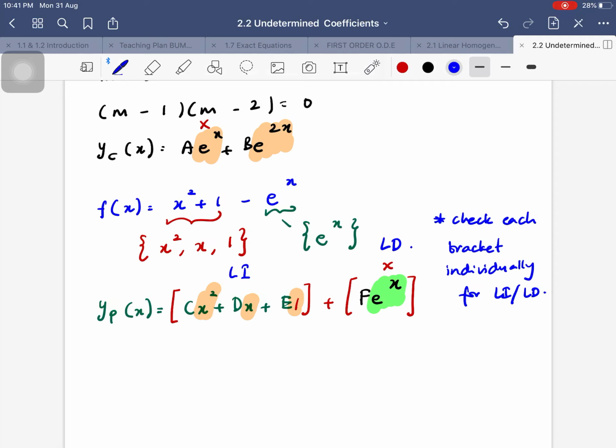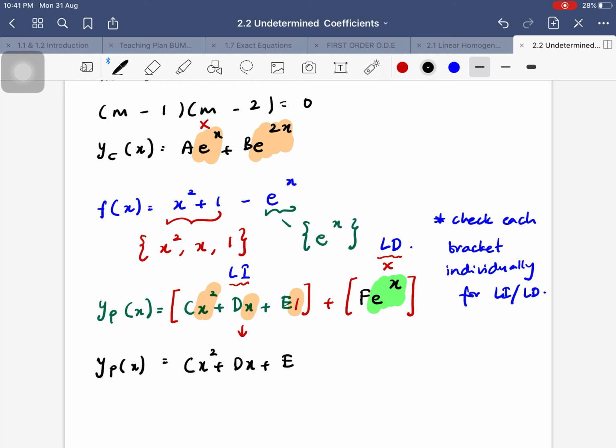So what should I do? One function is linearly independent, so the other one is linearly dependent. For the one that is linearly independent, you simply retain that. So let me write it down here. My yp of x, this is already linearly independent, so I'm just going to copy it down so it retains. So I'm simply going to have cx squared plus dx plus e.